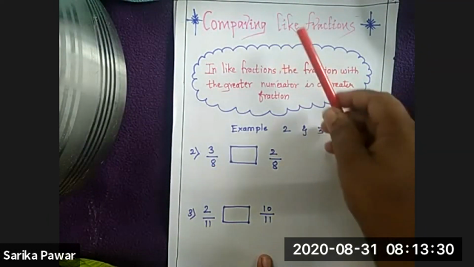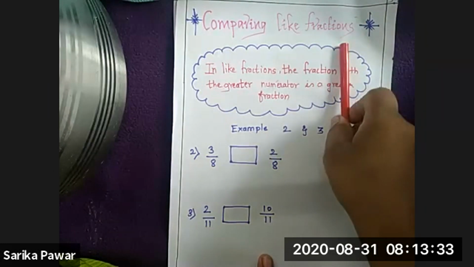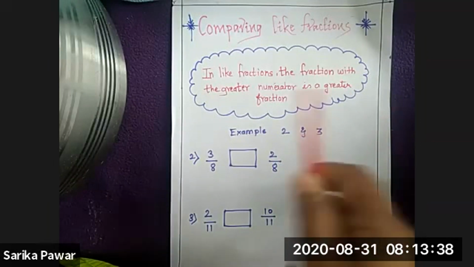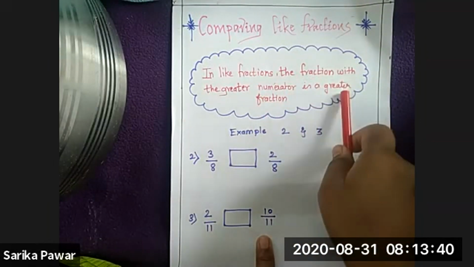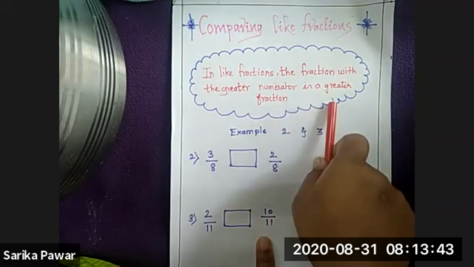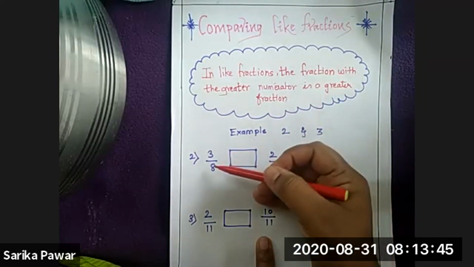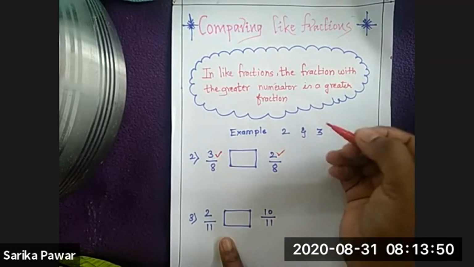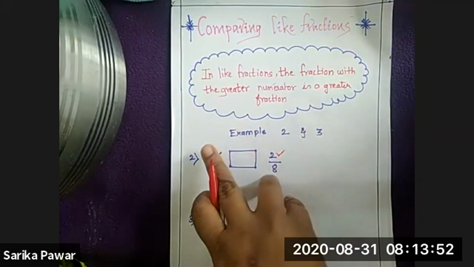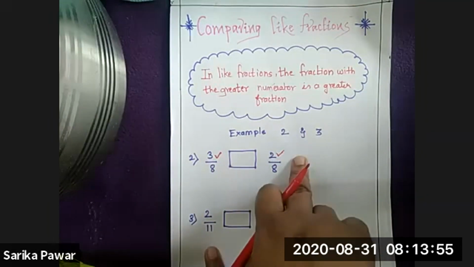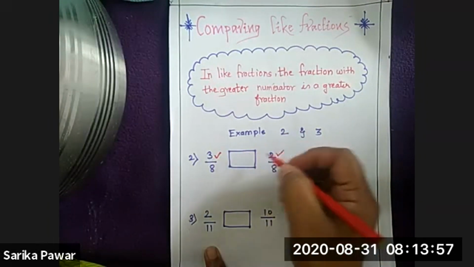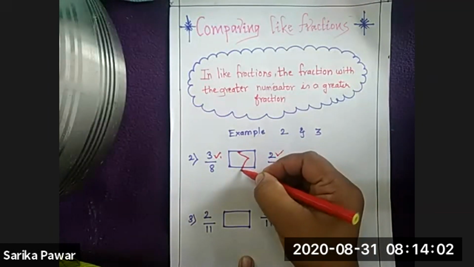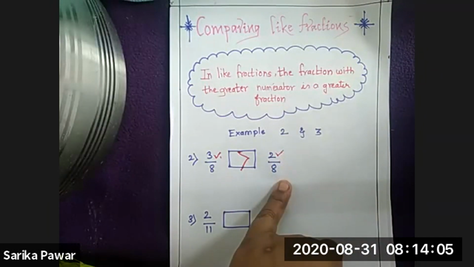That fraction we called a like fraction. Now we have to compare the fractions. So see here what the rule says. The fraction with greater numerator is a greater fraction. So see the numerator now. Here is the numerator 3 and here is the numerator 2. Isn't it? So 3 is greater than 2. That's why 3 upon 8 fraction is greater than 2 upon 8 fraction.